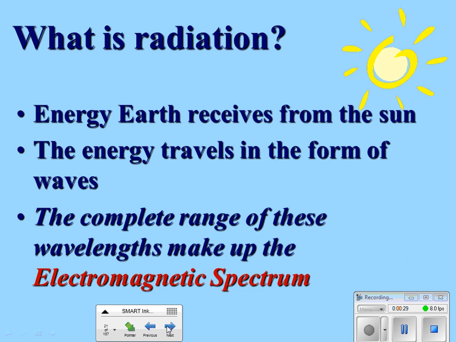What is radiation? Energy the Earth receives from the sun. The energy travels in the form of waves. We all know about radiation waves. The complete range of these wavelengths make up the electromagnetic spectrum.